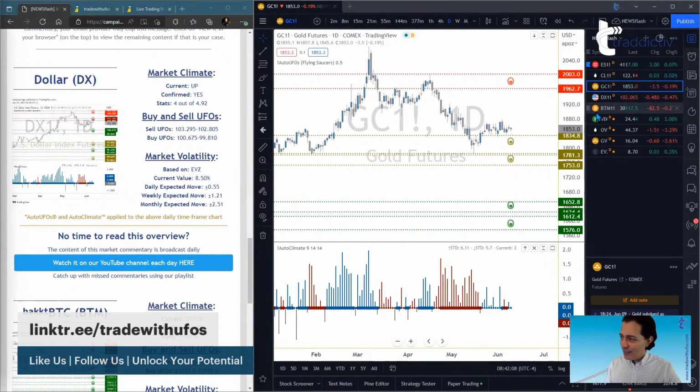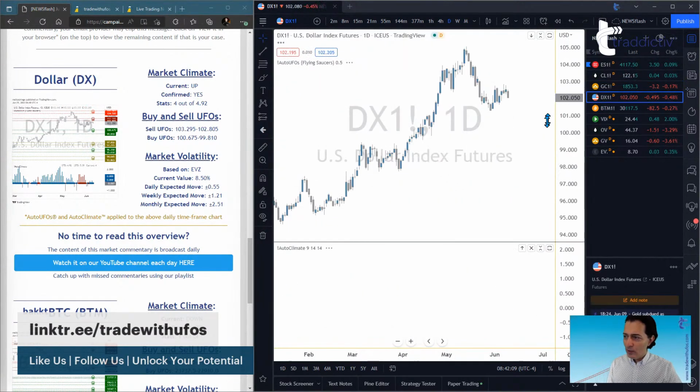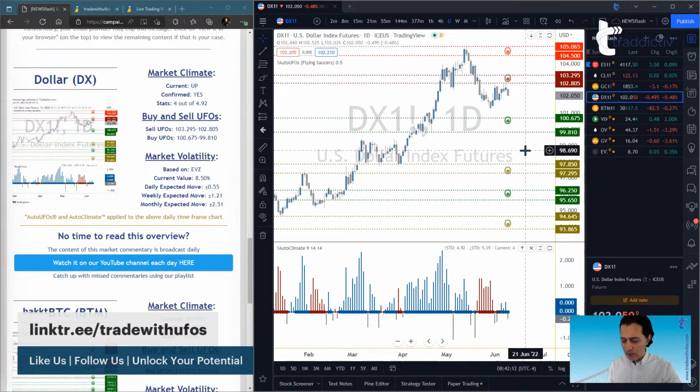Anyway, the dollar index, let's move to the dollar. As we look at the dollar index, beautiful, two days ago, price came to the red UFO, and as expected, from there, price started falling. So again, this is exactly what's happening at this moment in time with gold.